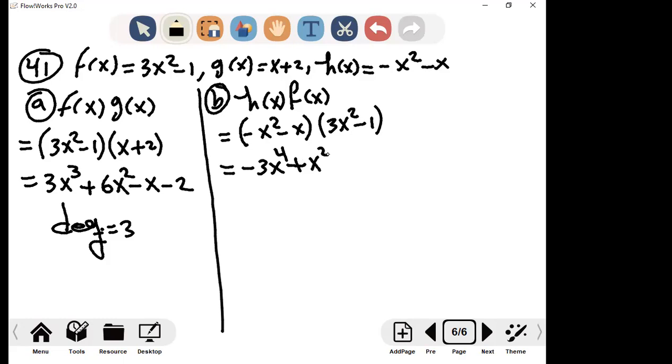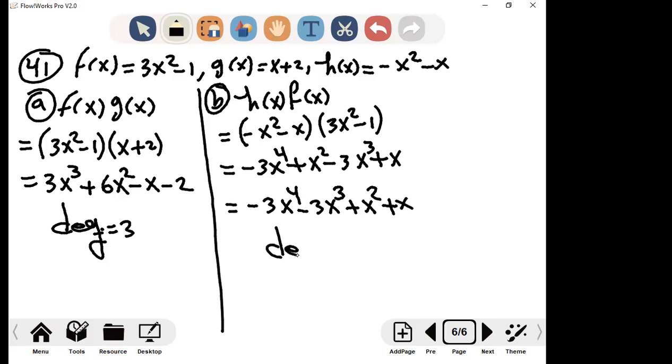I'm done with the negative x power 2. Now negative x times 3x is negative 3x power 3, right? Negative x times negative 1 is plus 1x. Now you can order it in standard form. It is negative 3x power 4, then negative 3x power 3, then plus x power 2, then plus x.